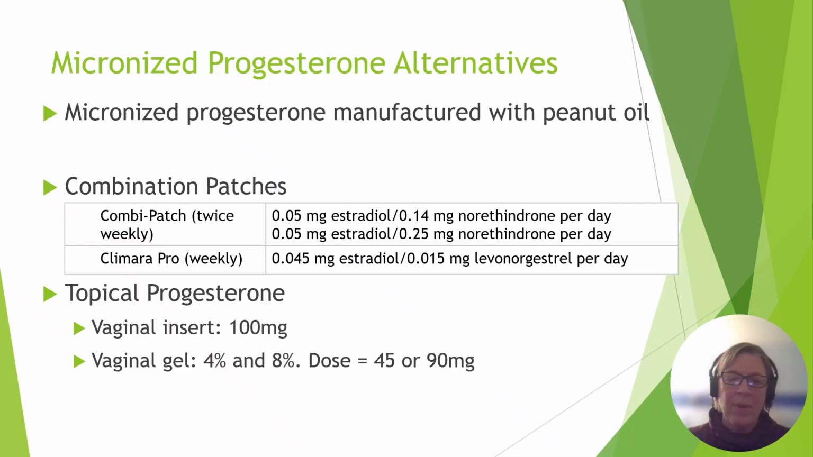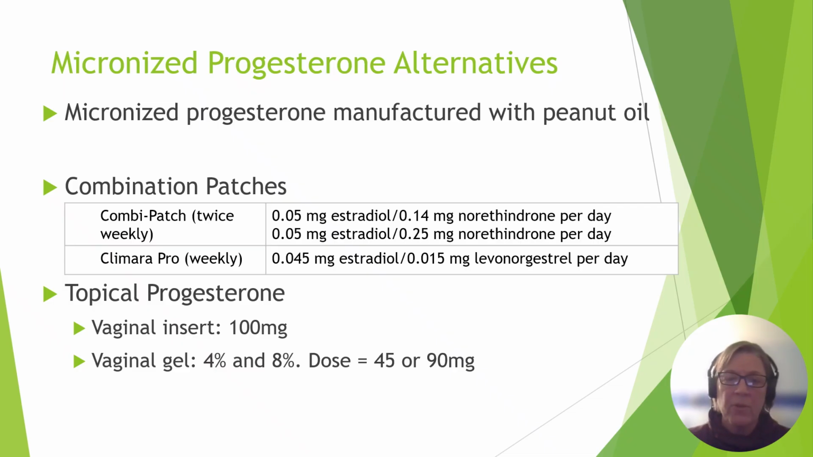So they're both at about that 0.05 milligrams of estrogen. The Climera Pro is 0.045. And then the Combi Patch has an option of 2 doses of the progestogen, which in this case is norethindrone.